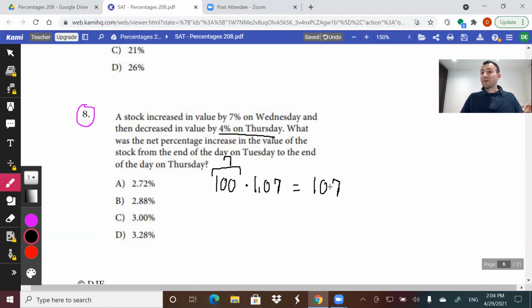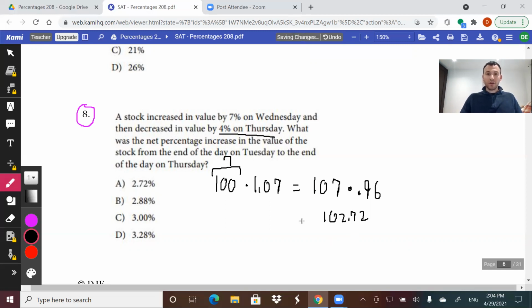But 4% of 107 is not going to be 4. It's going to be greater than 4. So we're going to end up going back down towards 100 further than you think. So we're going to take 107, multiply it by 0.96. When we multiply 107 by 0.96, we end up getting 102.72.